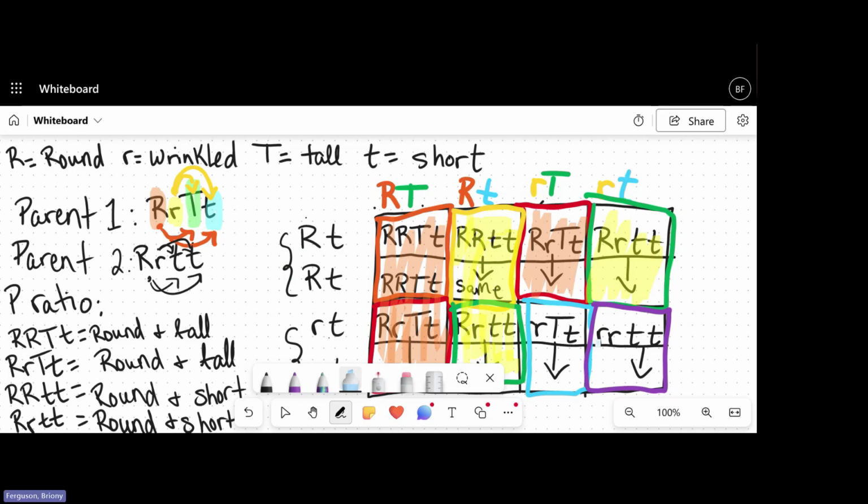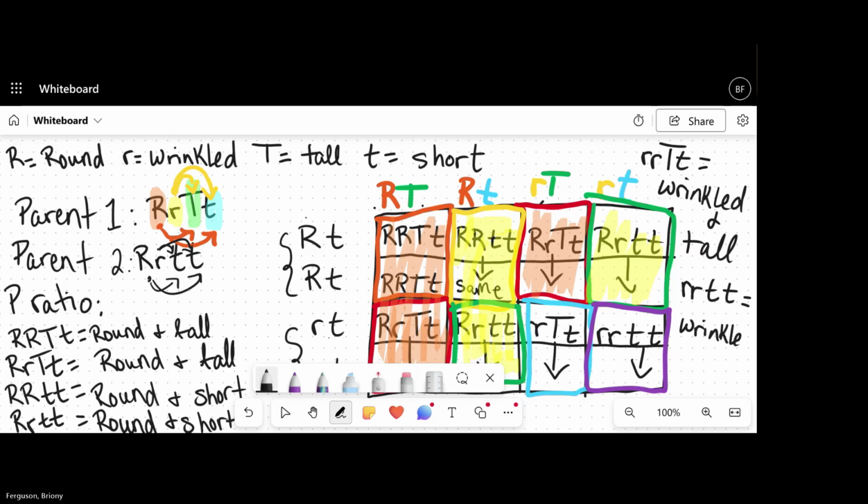Now, each of these last little boxes there, they are not going to be lumped together because they don't code for the same thing. So this homozygous recessive and then heterozygous is going to be wrinkled and tall, where this last one that is all homozygous recessive is going to be wrinkled and short. So they're by their lonesomes.